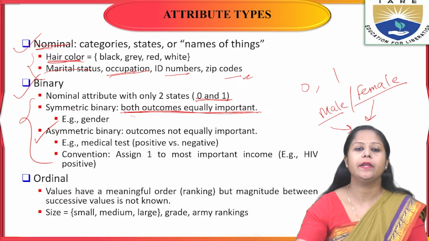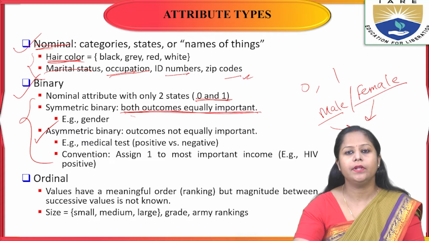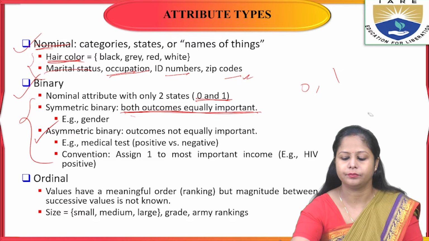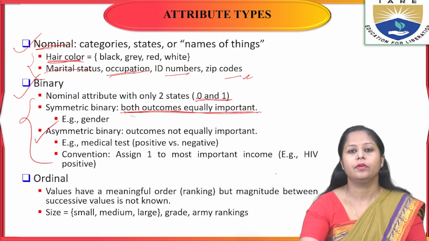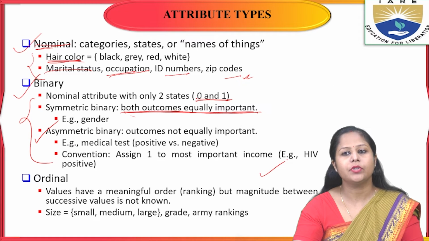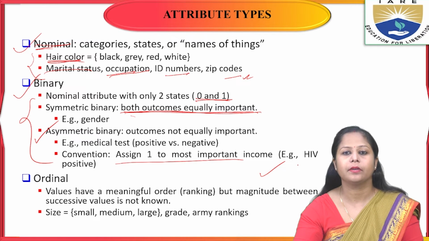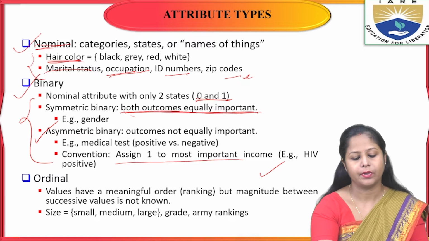What is asymmetric binary? The outcomes are not equally important. For example, with medical test data, positive and negative, they are not equally important. It depends on the one event. Convention: assign 1 to the most important outcome, that is HIV positive.